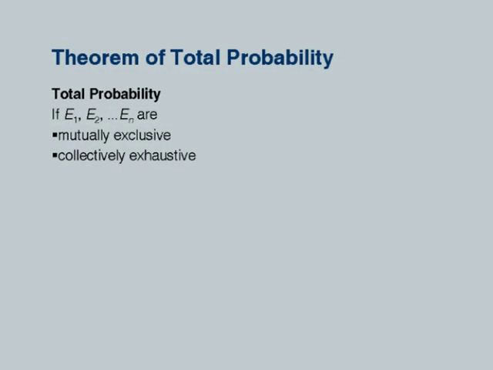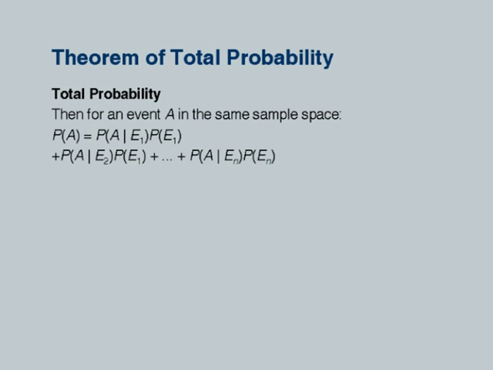So, we have this mutually exclusive, that means disjointed, and collectively exhaustive sets of events E1 to EN. Then for an event A in the same sample space S, which is considered all these events E1 to EN, we can write the probability of occurrence of A as, it is an extension of the multiplication rule: probability of A given E1 times probability of E1 plus probability of A given E2 times probability of E2 and so on to probability of A given EN times probability of EN.